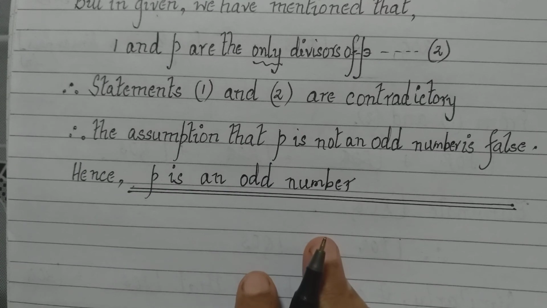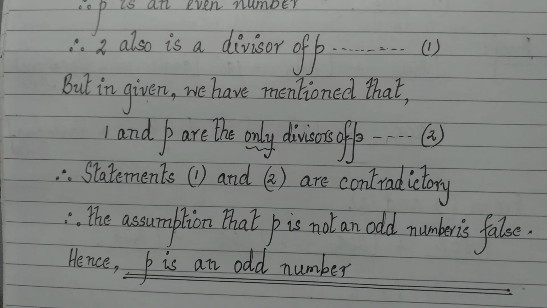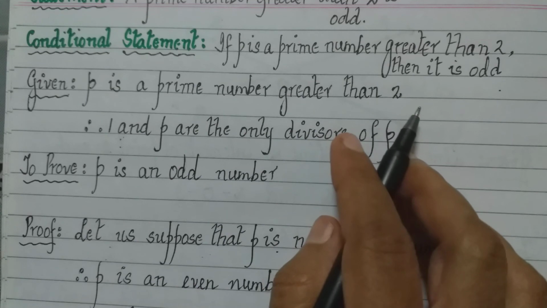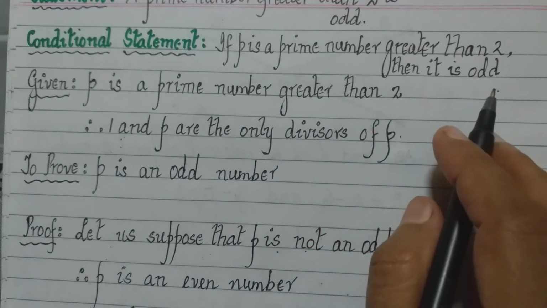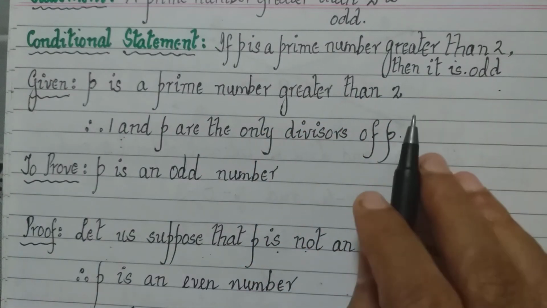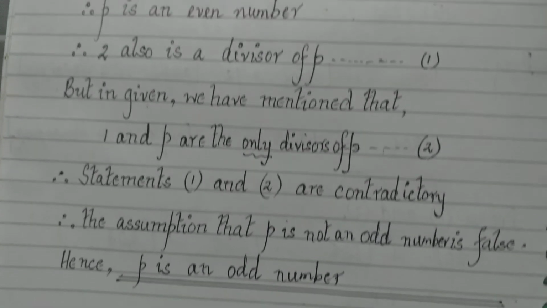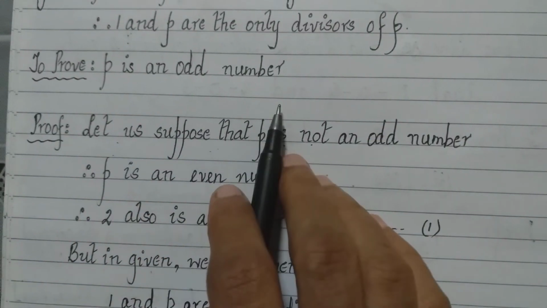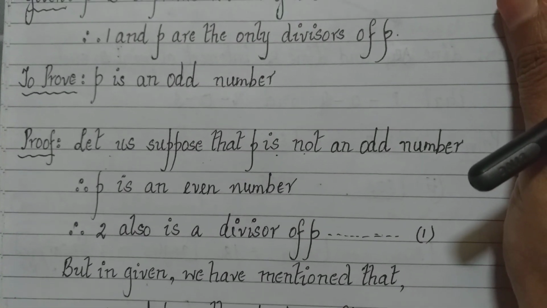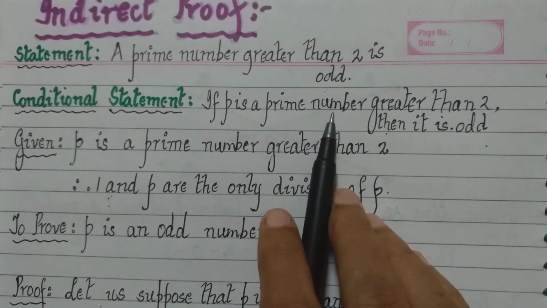Therefore this proves the statement given to us: if P is a prime number greater than 2, then it is odd. Once we said that P is an odd number, that is what we had to prove. Therefore, if we consider any prime number P greater than 2, then it is odd.